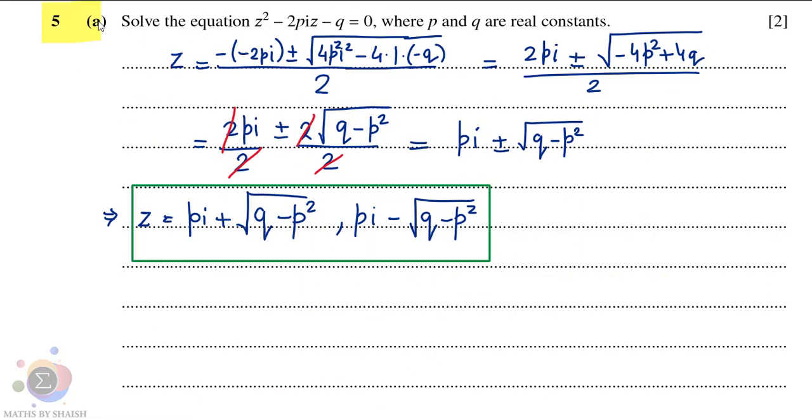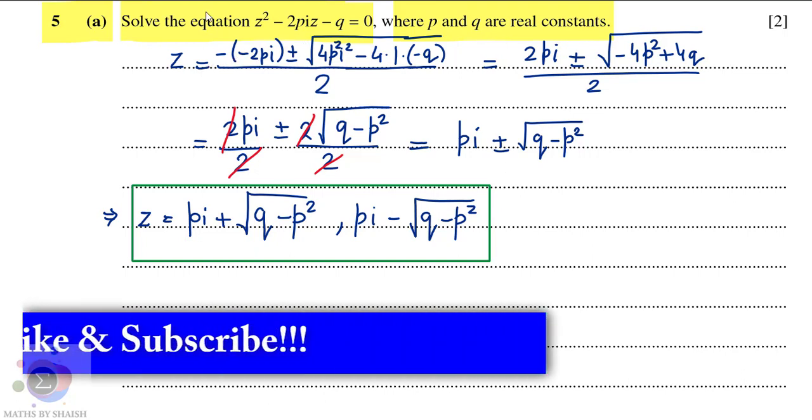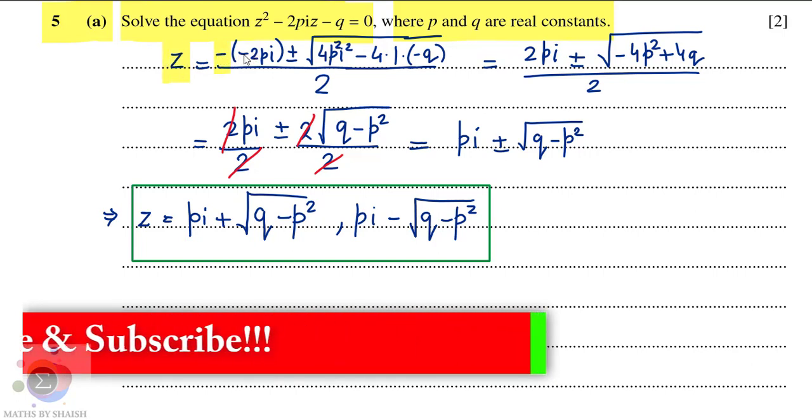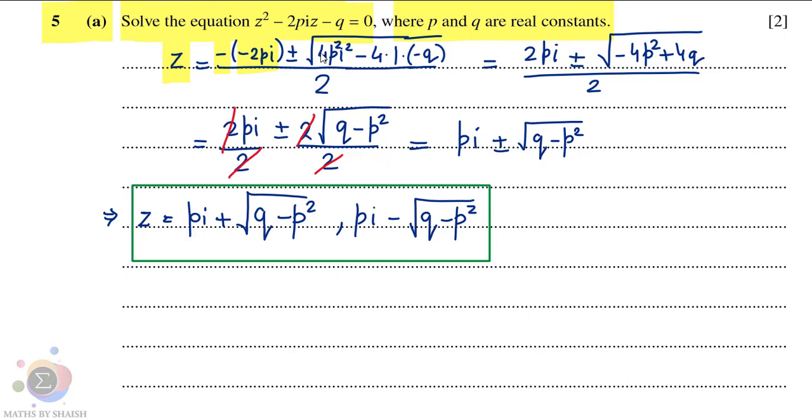Next is question number 5, A part. Solve the equation z square minus 2p iota z minus q equals 0, where p and q are real constants. So we can see it is complex. Since it is quadratic, we'll use the quadratic formula directly: z equals minus b, that is minus of minus 2p iota, plus minus the square root of b square, that is 4p square iota square, minus 4 times a, which is 1, and c, which is minus q, all over 2a, that is 2.